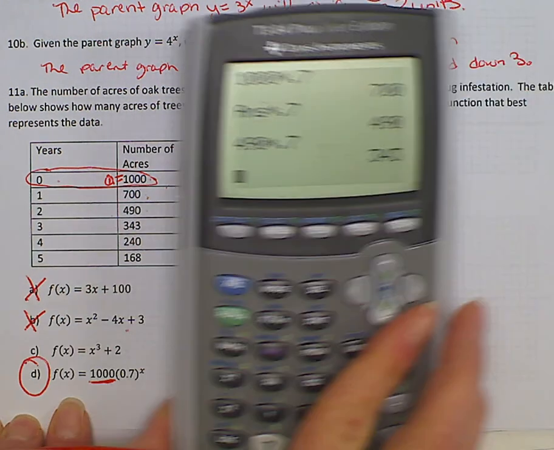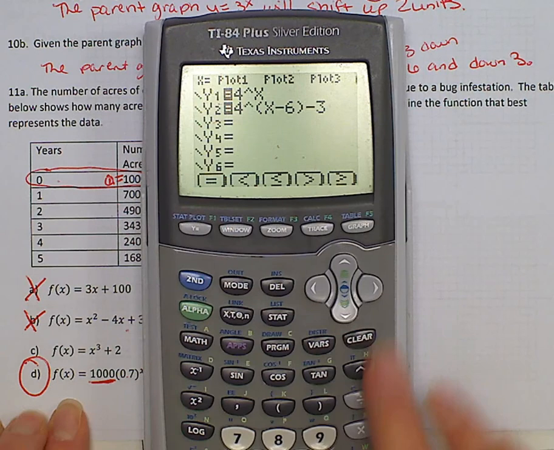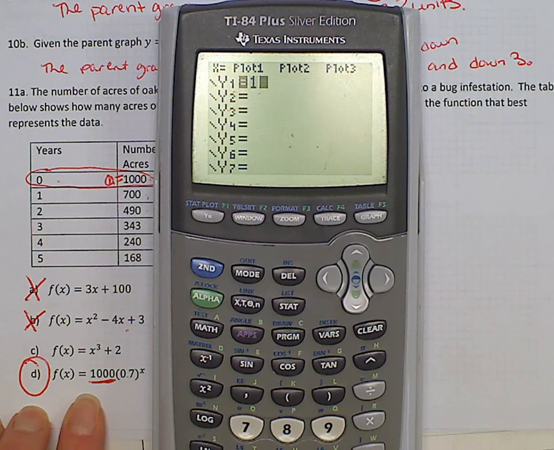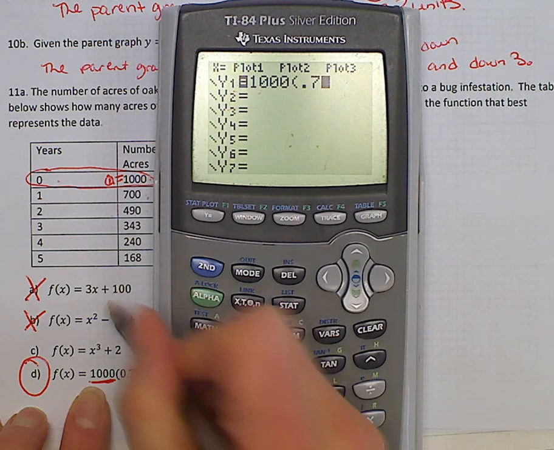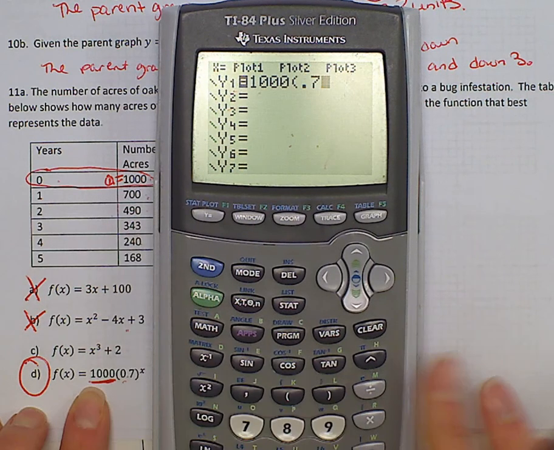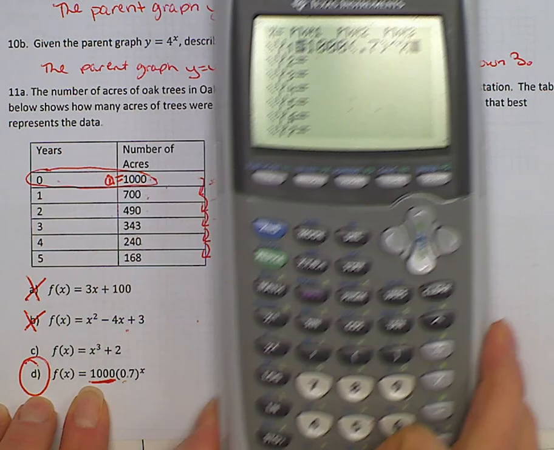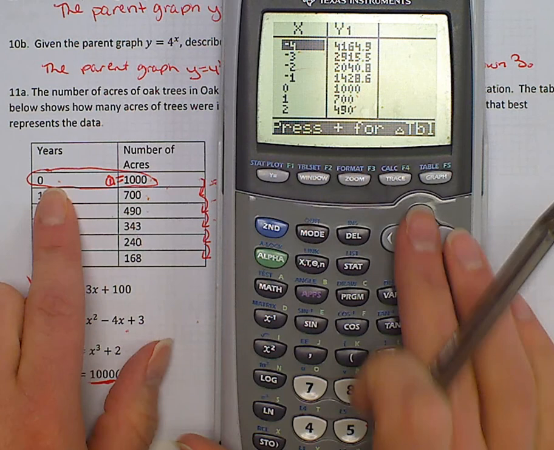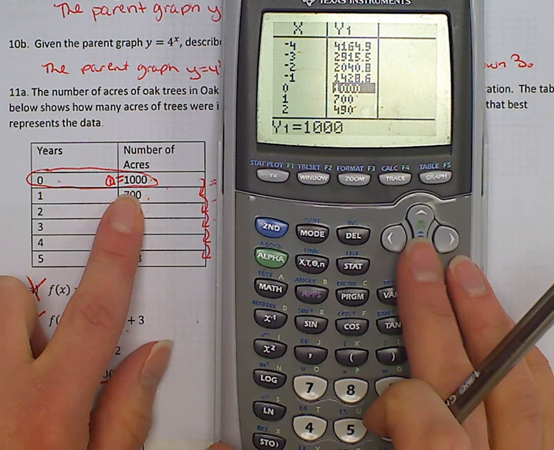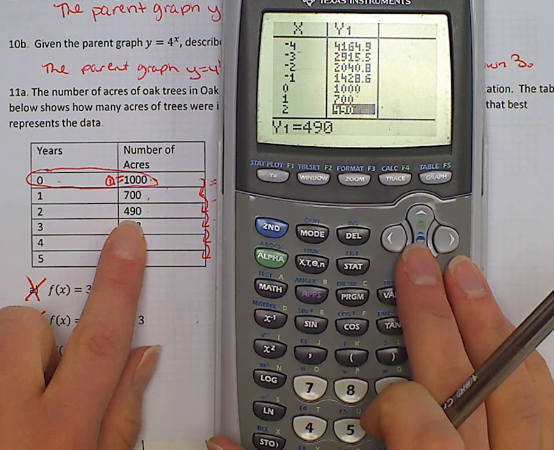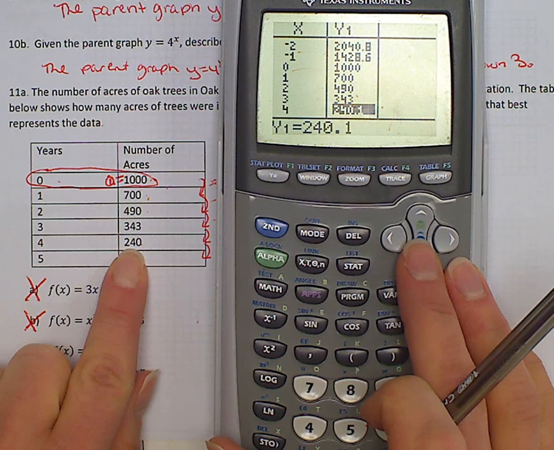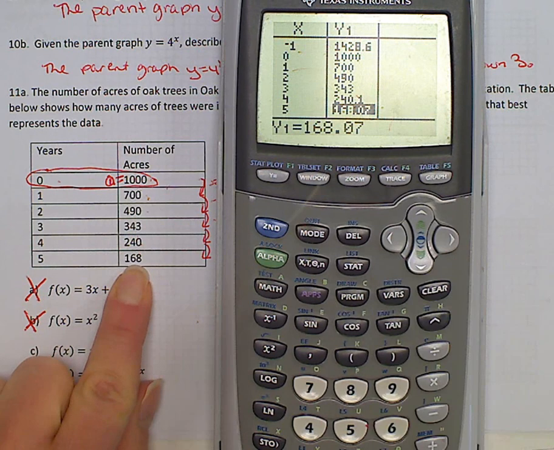If you really even want to double check, we can enter this function into the calculator, as you could check any of these 4 functions in the calculator with your table. Just another method here. If I type this in and I go to my table, I can compare my values. 0, 1,000, 1, 700, 2, 490, 3, 343, 4, 240, and then 5, about 168. So D is definitely our correct option.